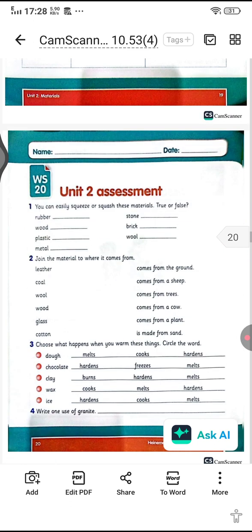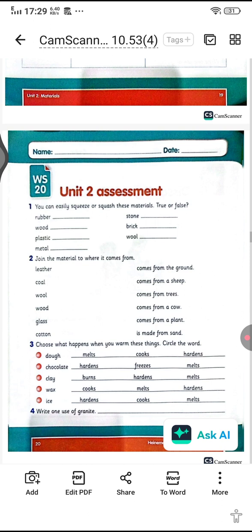Next, we will study worksheet number 20, unit number 2 assessment. You can easily squeeze or squash these materials, write true or false. Rubber, true. Wood, false. Plastic, false. But plastic bags are true. Remember this thing. And metal, false. Stone, false. Brick, false. Wool, true.